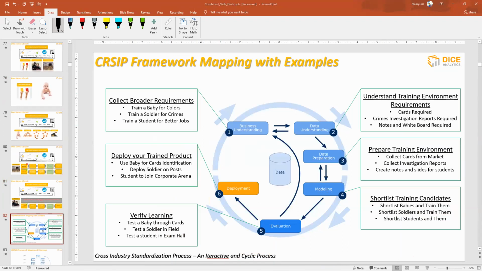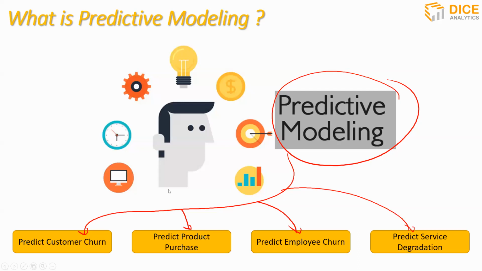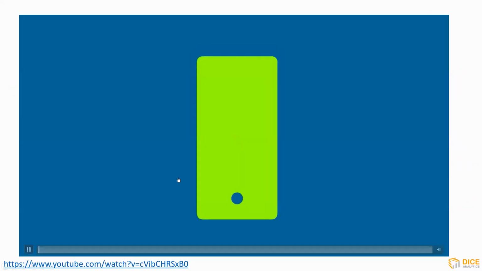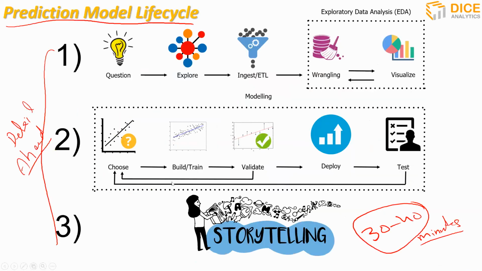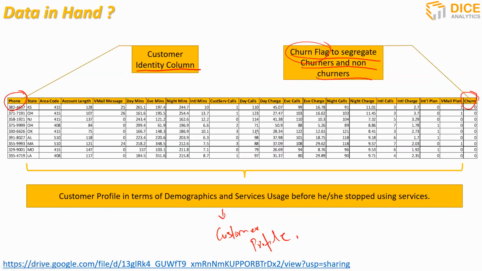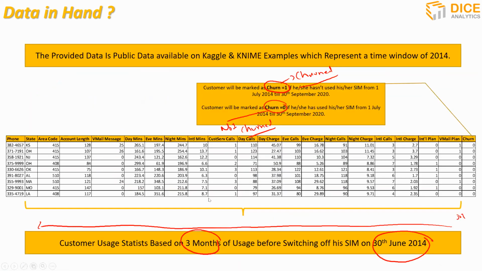So this 2 day session is all about predictive modeling, and we will make our first predictive model based on the provided data. The data which we are using, as shared in the last session, has 21 columns, 3300 rows, and the different dates for which this data has been provided. The dates were also shared in the last session.